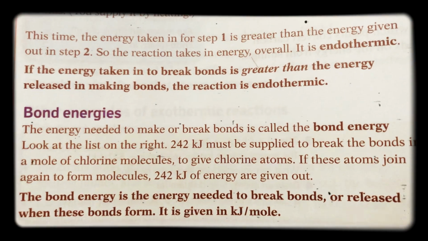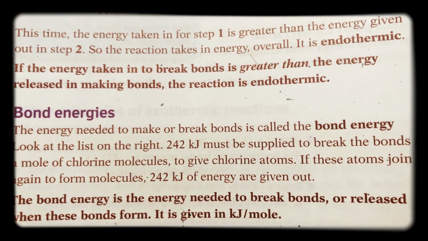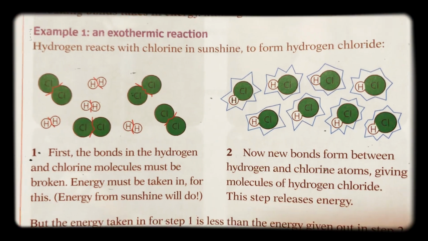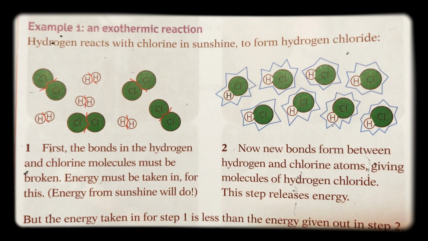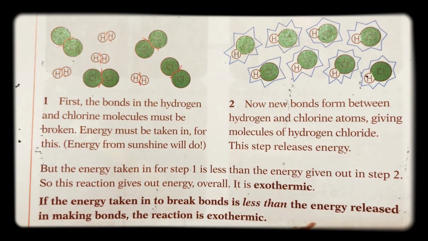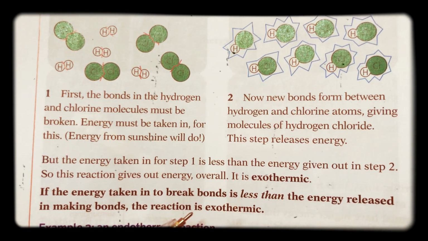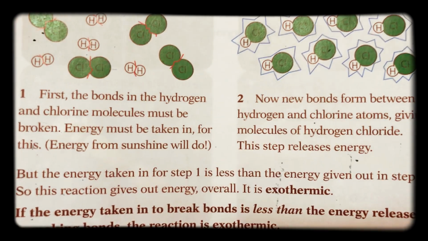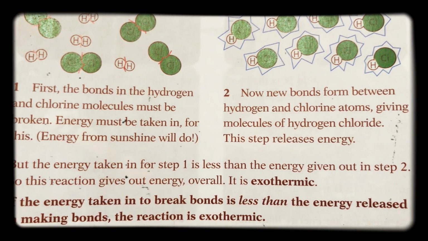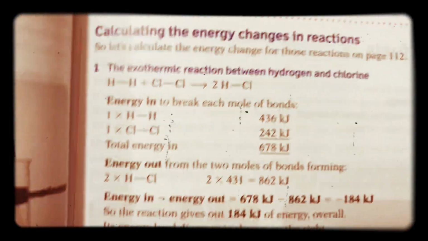So we've got this idea that bond energy is the energy needed to break bonds or released when these bonds form, okay? So calculating the energy changes in reaction. Now, this reaction is referring to this exothermic reaction, okay? Now, breaking bonds takes in energy, making bonds releases energy. This is a situation where if the energy taken in to break bonds is less than the energy released in making bonds, the reaction is exothermic. So hopefully by these calculations, we're going to find that the energy taken in to break bonds is less than the energy released in making bonds, okay? And that will then help us classify this reaction as exothermic.